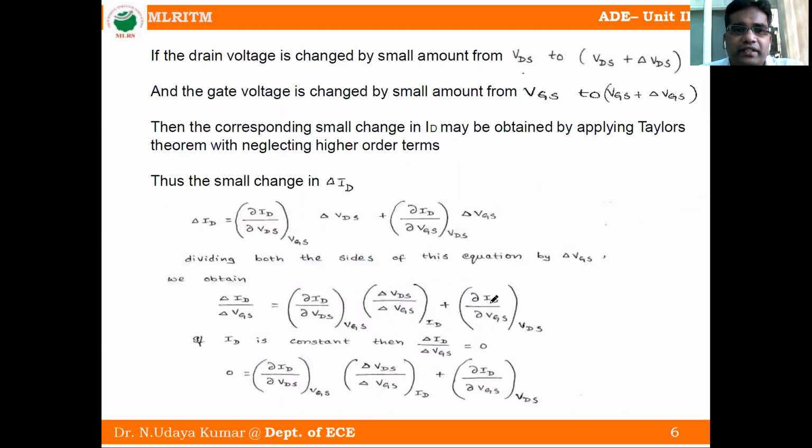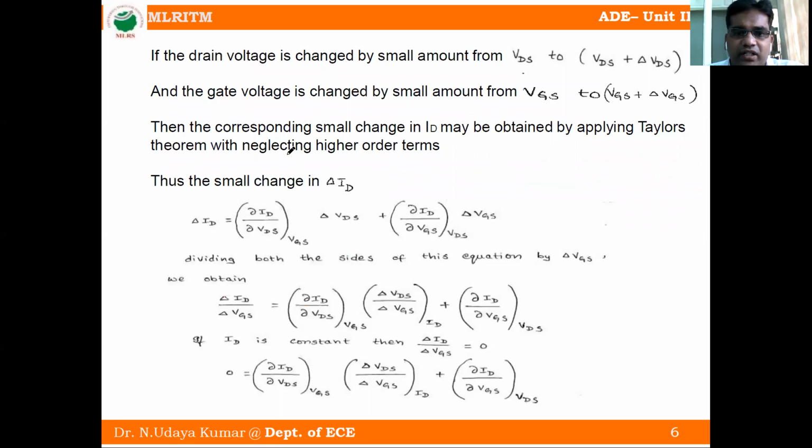Okay. So the drain voltage, which is nothing but VDS, is changed by a small amount, say delta VDS, and similarly the gate voltage is changed by a small amount from VGS to VGS plus delta VGS. Then the corresponding small change in ID may be obtained by Taylor's theorem. So what do you mean by Taylor's theorem?